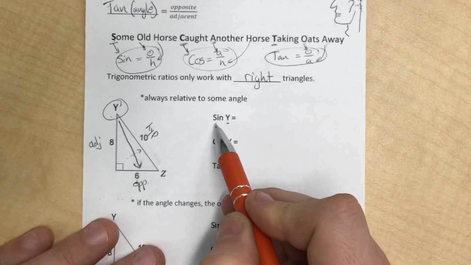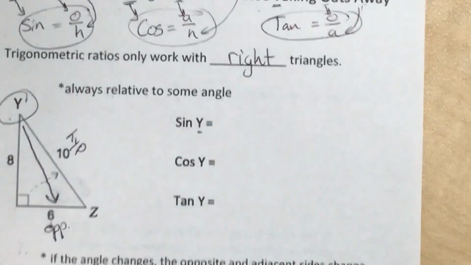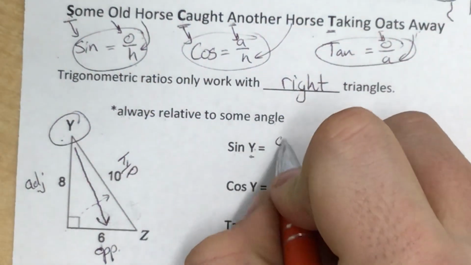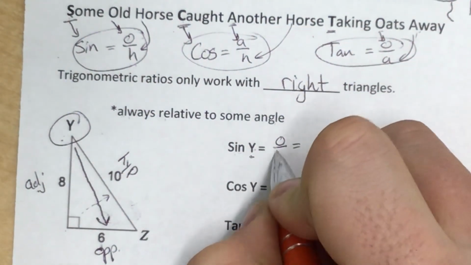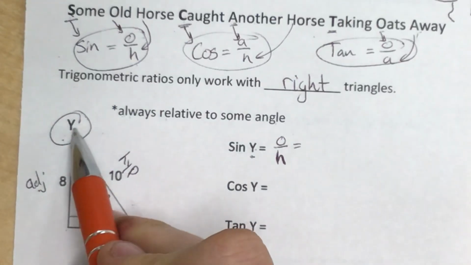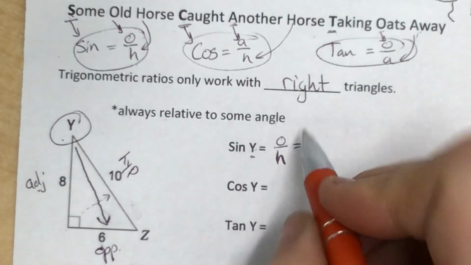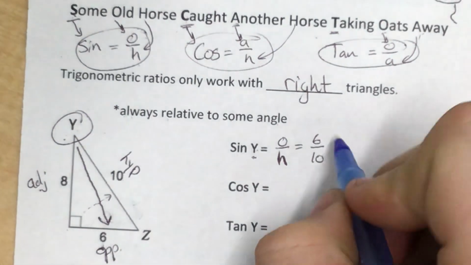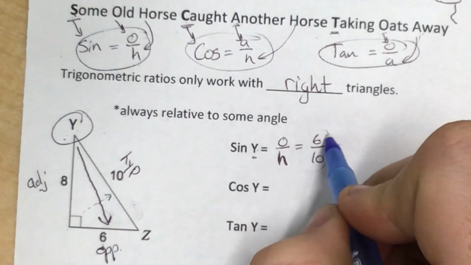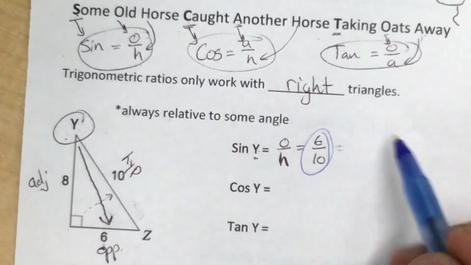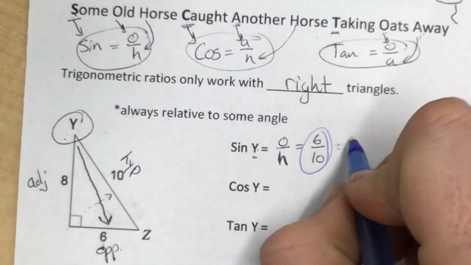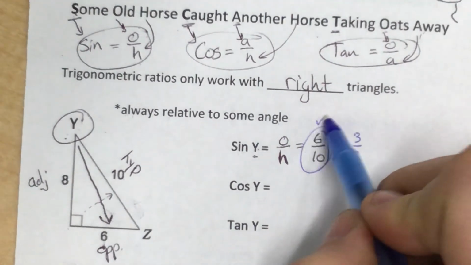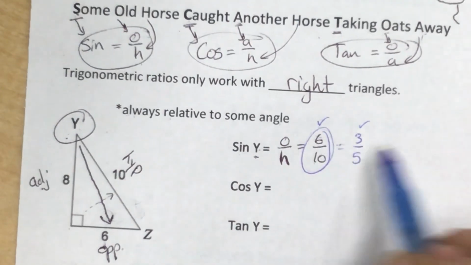Now if we go to the sine ratio, sine is "some old horse," so it's opposite over hypotenuse. In this triangle, those have side lengths. The opposite side is 6, the hypotenuse is 10, so it's 6 over 10. Now we can reduce this. If we reduce this, the 6/10 can be divided by 2, both top and bottom, and become 3/5. So basically, the sine ratio is the same. It's 6 over 10 or 3 over 5.